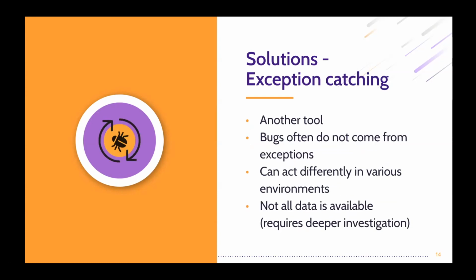Another solution is exception catching, which are tools that can help you detect wrong flows in your application or bugs that you didn't catch. It's another tool, but it has some disadvantages. One is that bugs often do not come from exceptions, right? Sometimes we have issues with our code that come from a wrong flow or something the developer did wrong, or maybe some misunderstanding. Another disadvantage is that it can act differently in various environments. It's not always catching the same exception.